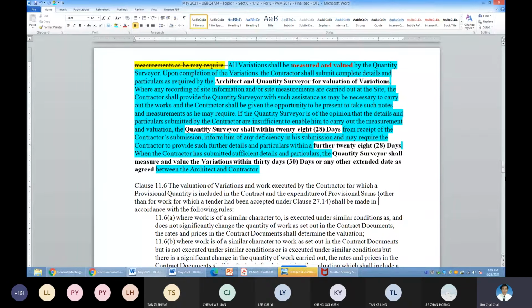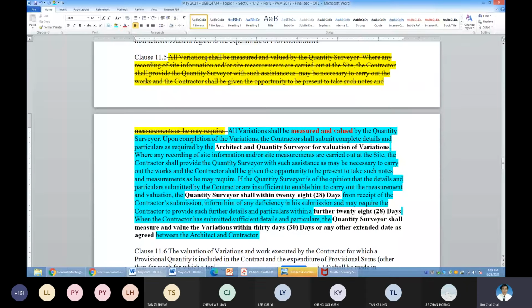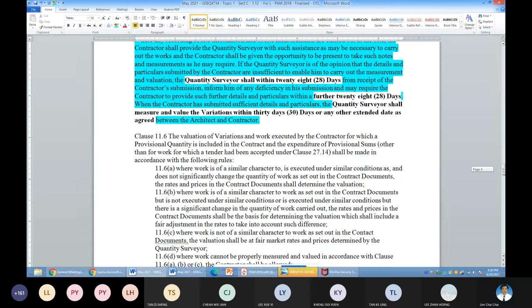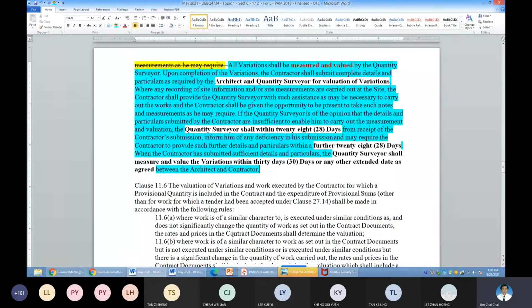So here there is a time for objection and so on by the contractor. Previously it is silent, and here it was silent. So now they extend it because these are the usual problems at the project site. Last time we had no time limit and all these things. The contractor is at a disadvantage. So now you can see PAM 2018 is a bit fairer to the contractor. If not, the architect will use the so-called reasonable time, which is very difficult for the contractor to challenge.